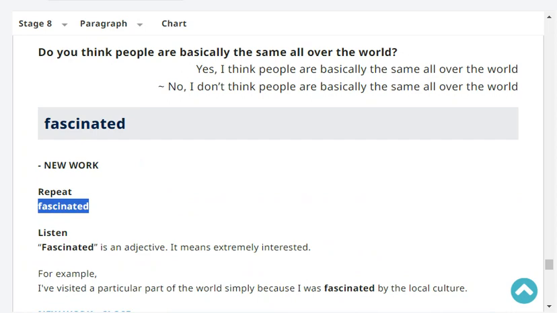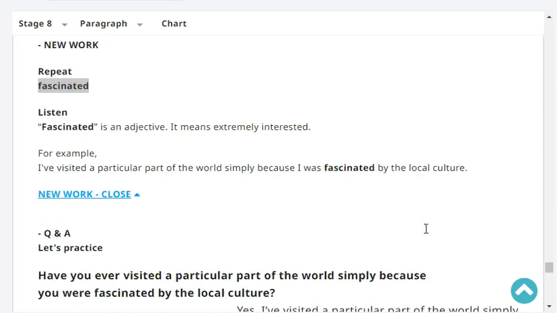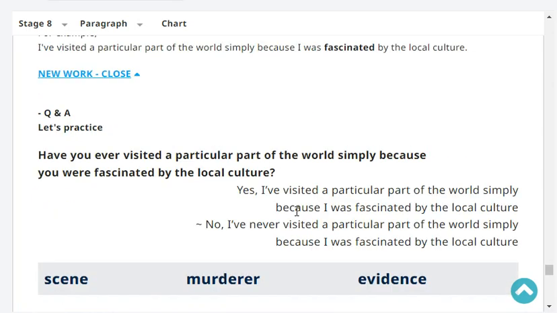Next, repeat fascinated. Very good. Okay, listen. The word fascinated is an adjective. It means extremely interested. For example, I visited a particular part of the world simply because I was fascinated by the local culture.